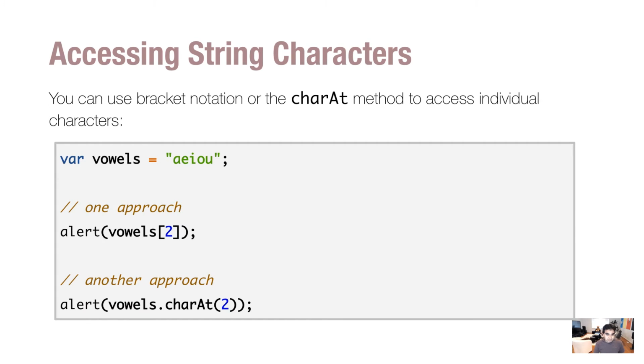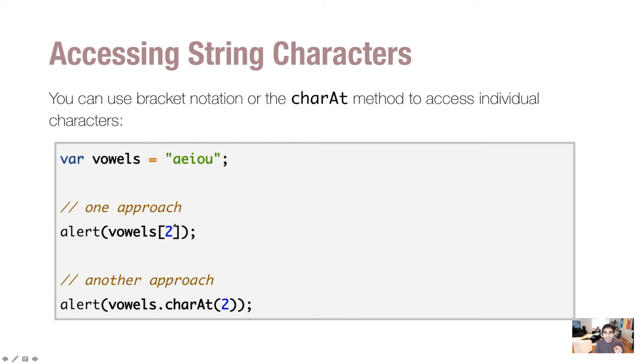So related to that, if you want to access a string character, you have several ways to do this. You can use the bracket notation or the charAt method to access these individual characters. So in this case, one approach is by using vowels and specifying in square brackets the exact number of the letter you want to target. In this case, with the vowels, we're accessing the third letter, index 2 (0, 1, 2), which would be the I.